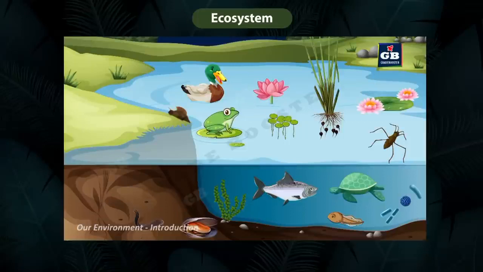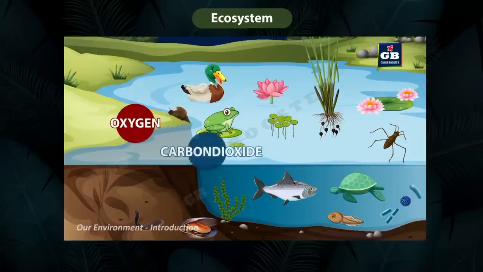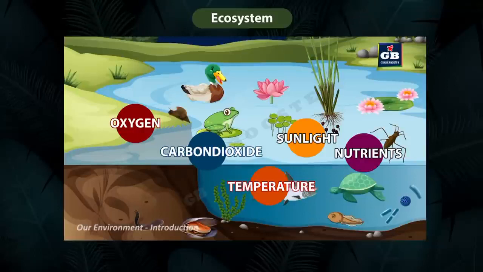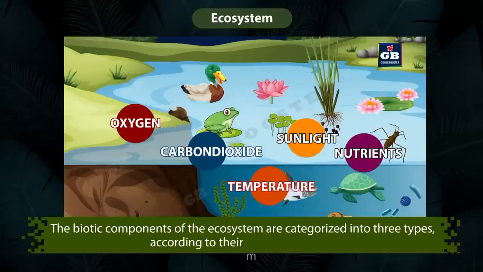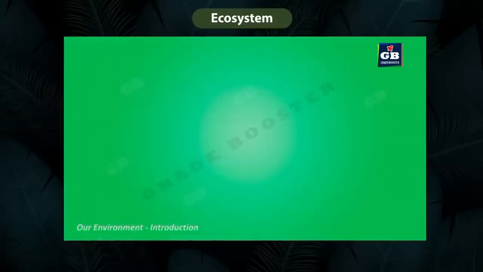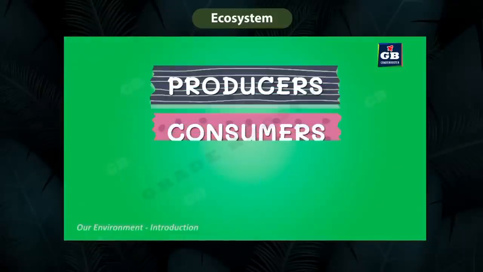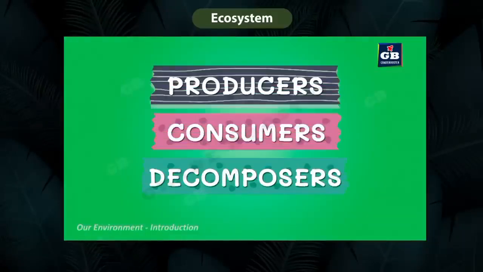All these are the biotic components of the pond ecosystem, whereas oxygen, carbon dioxide, temperature, sunlight, nutrients, these are the abiotic components of the pond ecosystem. The biotic components of the ecosystem are categorized into three types according to their mode of feeding. They are producers, consumers, and decomposers.